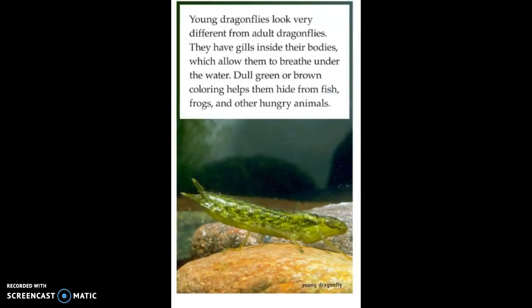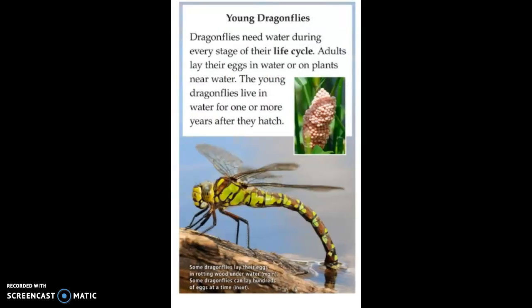Young dragonflies look very different from adult dragonflies. They have gills inside their bodies which allow them to breathe under the water. Dull green or brown coloring helps them hide from fish, frogs, and other hungry animals. So go ahead and pause, and I want you to think about one detail from either this page or this page that you feel supports your main topic of all about dragonflies.